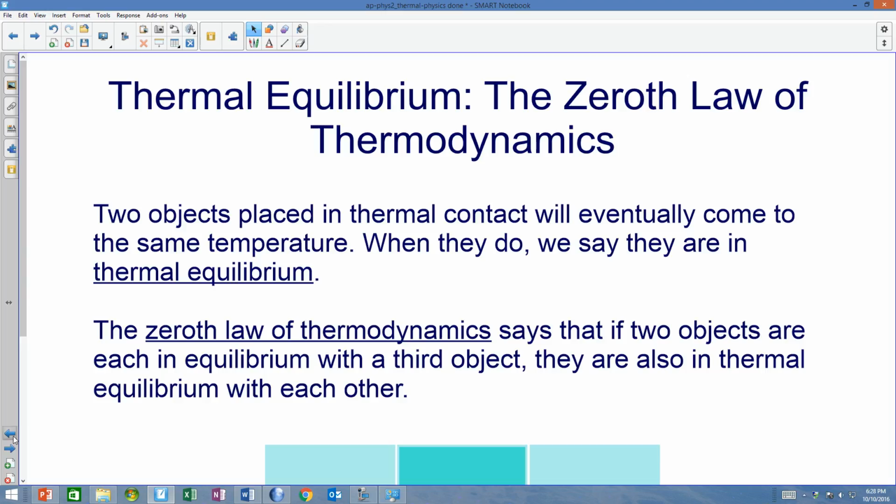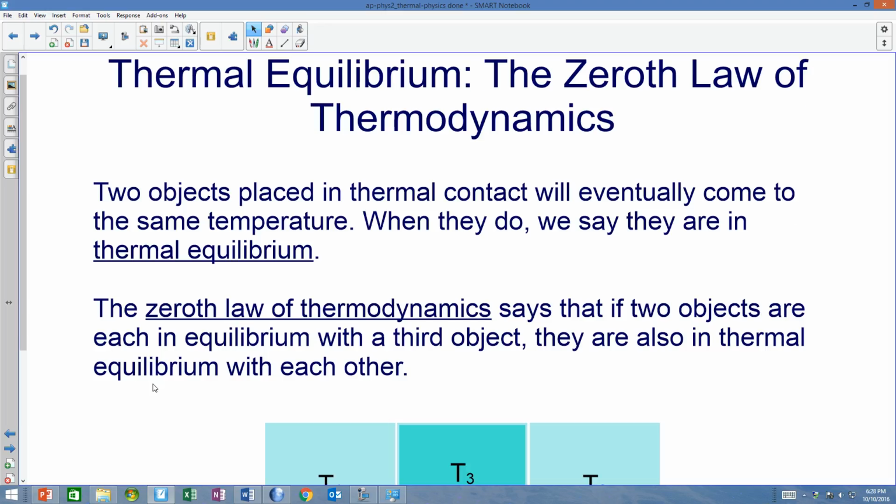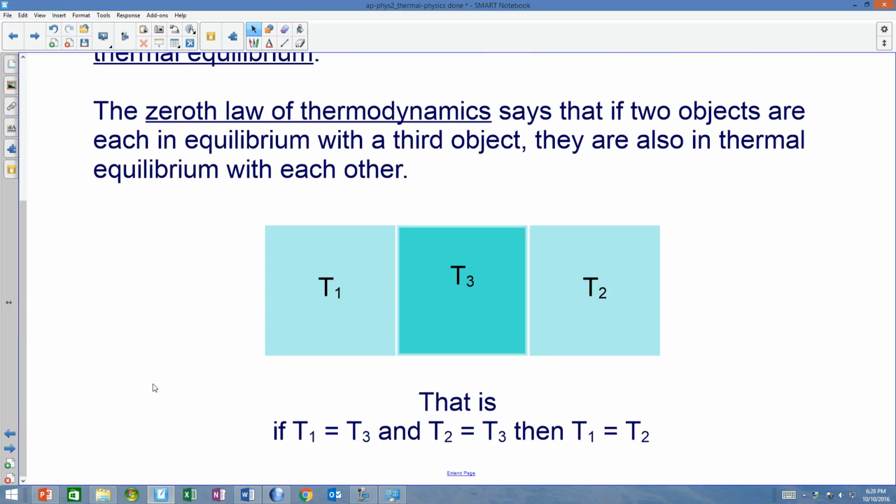The 0th law of thermodynamics says that if two objects are each in thermal equilibrium with a third object, then they are also in thermal equilibrium with each other. So here's an example. If the object here, T1, is in thermal equilibrium with T3, and T3 is in thermal equilibrium with T2, then T1 and T2 are also in thermal equilibrium.